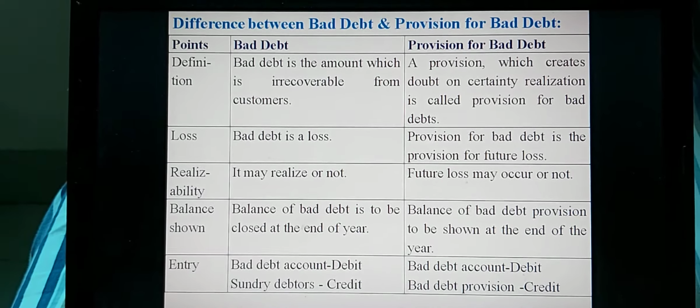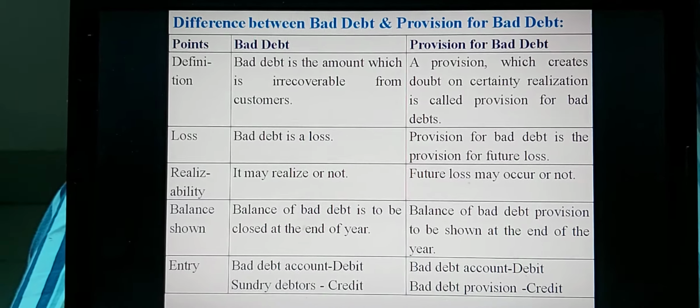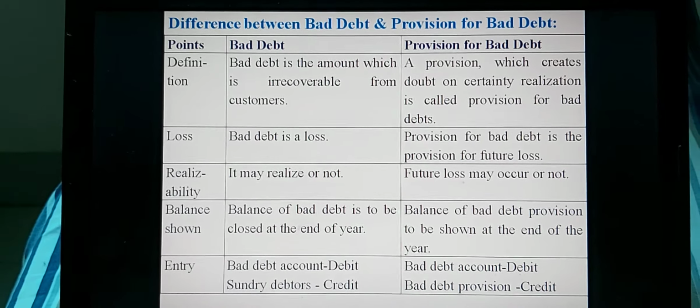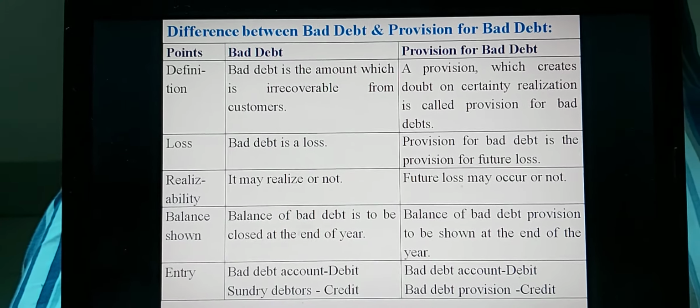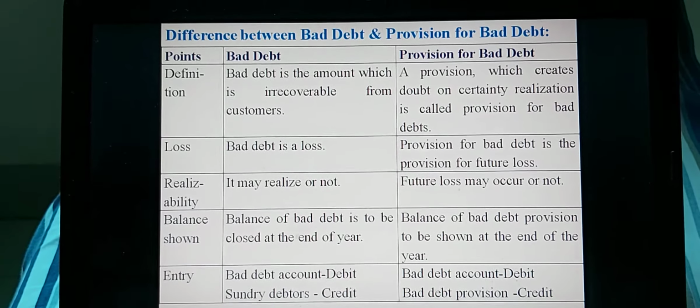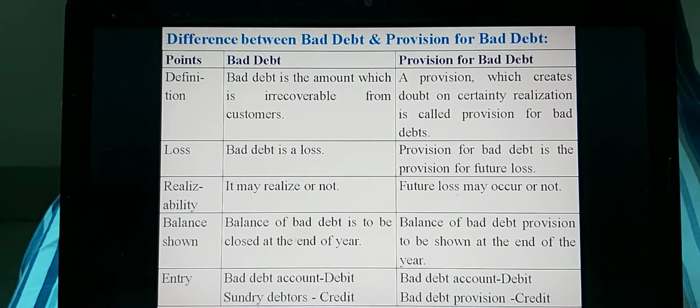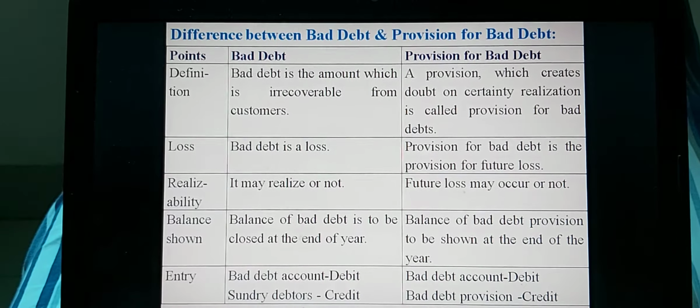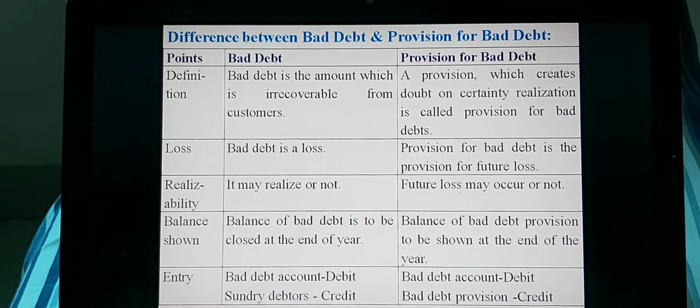Balance shown. The balance of bad debt is to be closed at the end of the year. In each year, bad debt expense is to be closed. The balance of bad debt provision is to be shown at the end of the year as balance c/d and next year opened as balance b/d.